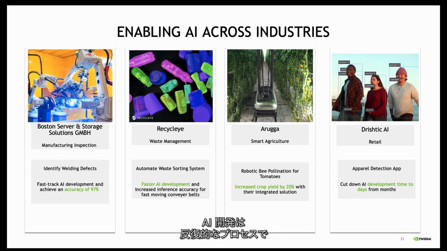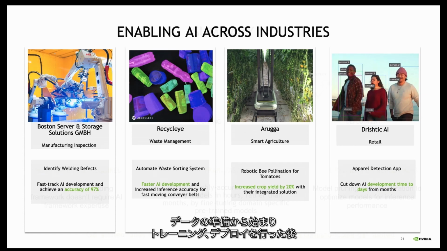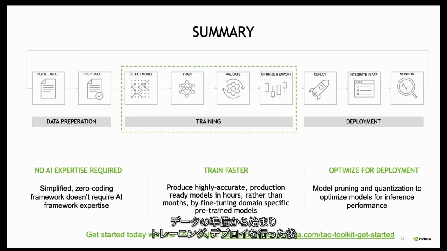AI is a very iterative process, starting from data preparation to training to deployment, and then once deployed, continuously improving the AI using the data from the field. TAO Toolkit accelerates the training portions of this journey, which can be time-consuming and arduous. To summarize, why TAO Toolkit should absolutely be part of your AI journey. First, the simplified Jupyter Notebook makes it super easy to get started. You don't need to be an AI expert, as you saw in the action recognition demo. No need to learn complex AI frameworks or model architectures. Just modify a few things and get started.